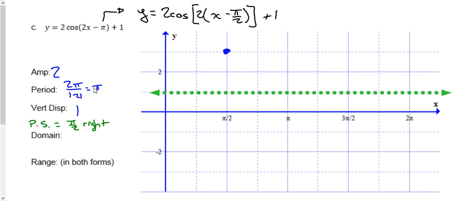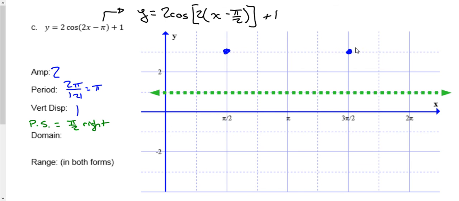Period is pi, so that means 1, 2, 3, 4, 4 squares. We should be at the end, so that means every 4 squares I should be at my peak. So 1, 2, 3, 4. That means at 3 pi over 2, peak to peak. And that's all I can fit.